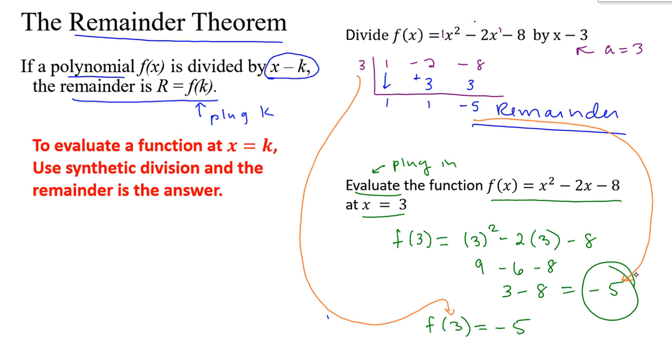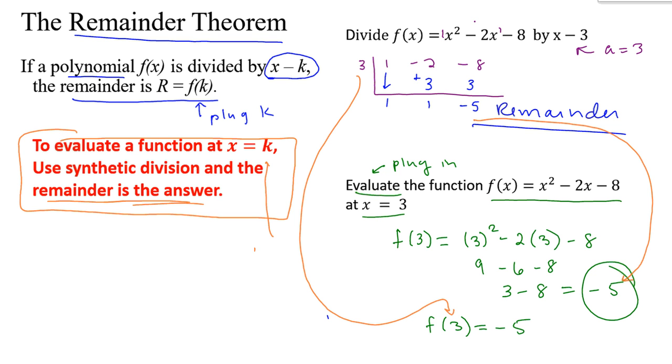So this theorem can help you when you're trying to evaluate. Now this was a simple one to plug in and evaluate, but imagine if it was huge, right? Or it had really high powers and the number was 14 or something. So the basic thing is to evaluate a function at x equals k, use synthetic division, and the remainder is your answer. This will be your a. This is your outside number.